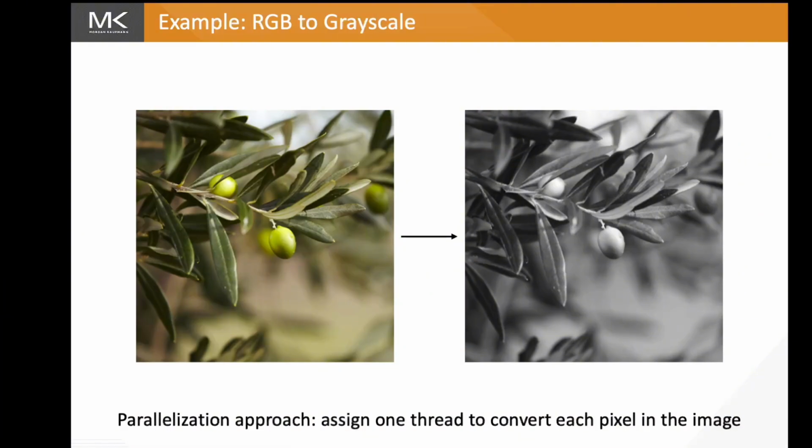Well, the parallelization is quite simple. What we can do is to assign one thread to convert each pixel in the image. So you have different pixels in the image, you assign one thread to each pixel, and then that thread would be responsible for converting the colored pixel into a grayscale pixel. So quite simple and independent tasks that we have to do on our GPU.